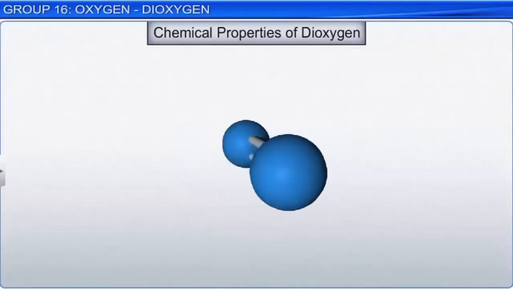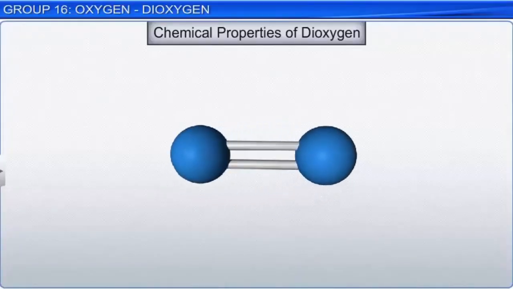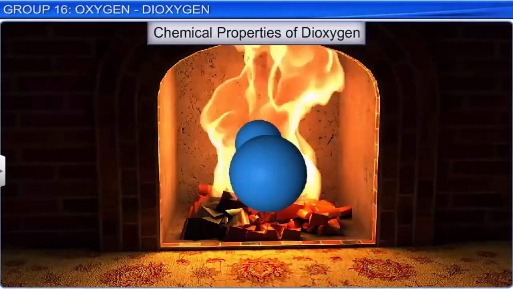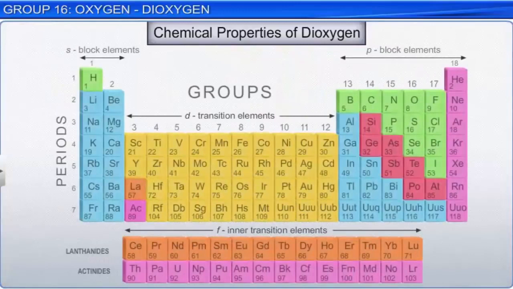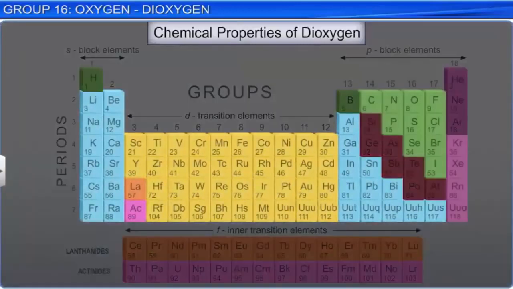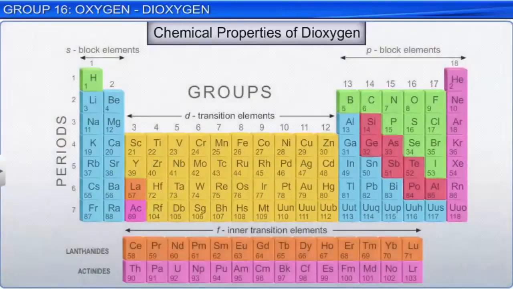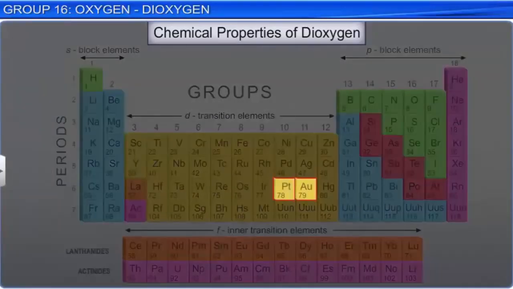Let's now see the chemical properties of dioxygen. Dioxygen is a very reactive element and reacts directly with nearly all metals and non-metals. However, it does not react directly with some metals like gold and platinum, and some noble gases like helium, neon, and argon.